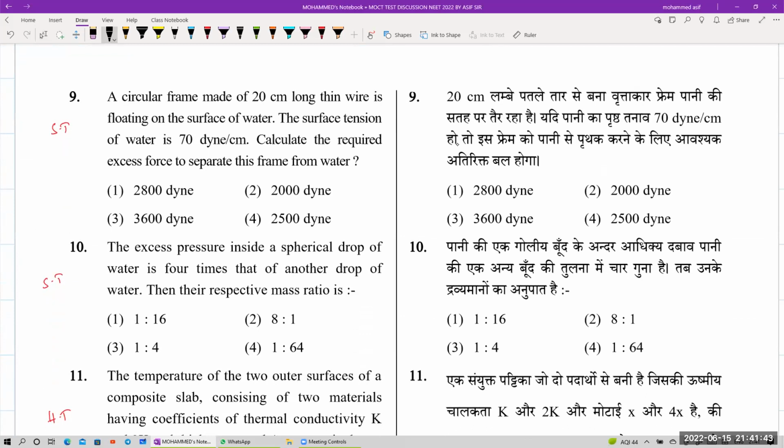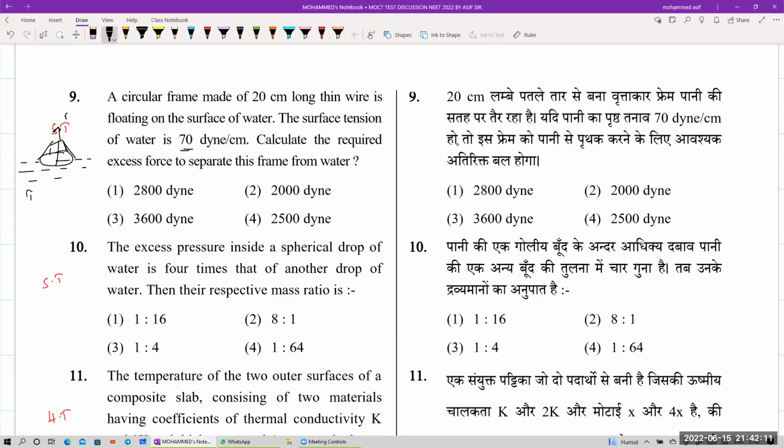Surface tension ka bhi question kar sakte hain directly formula based. A circular frame made up of 20 centimeter long wire is floating on the surface of water. Surface tension T value is 70 dyne per centimeter. Calculate the required force to separate this frame from the water. Yani you are pulling it here with a certain amount of thread in the upward direction. In all the directions, it is there right now.